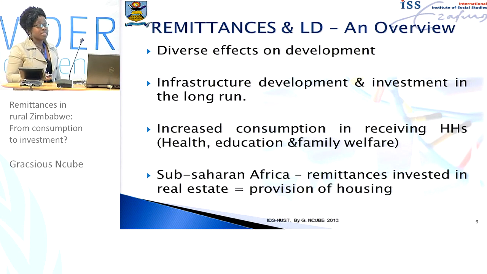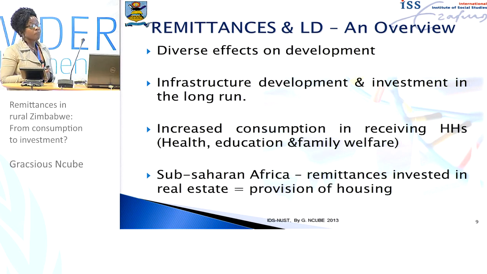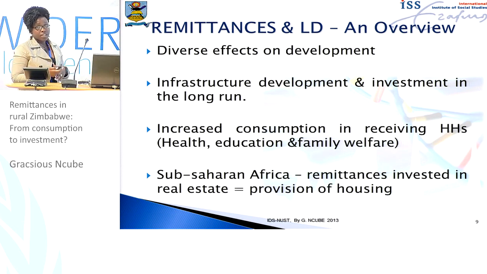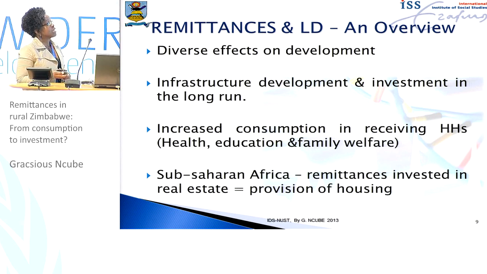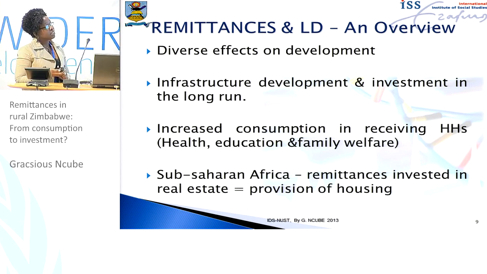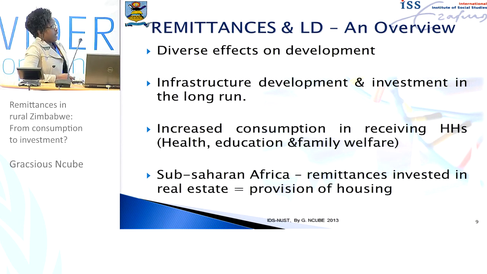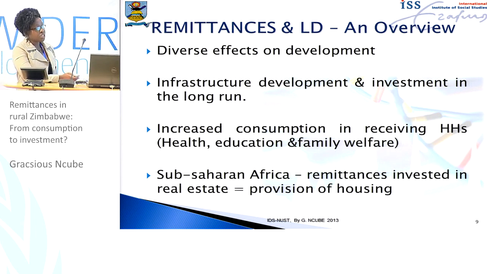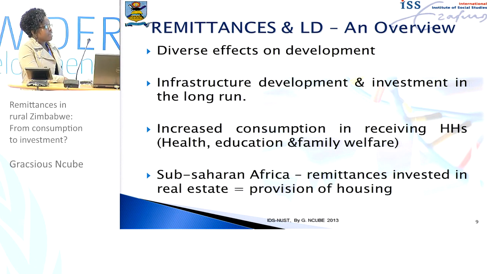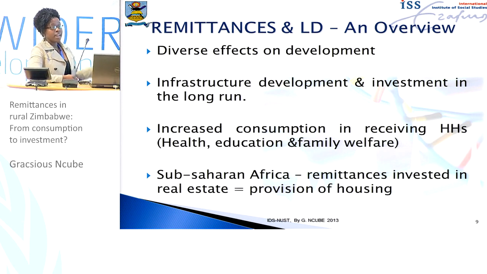Now, on remittances and local development, from literature, it is noted that there are diverse effects of remittances on development, and infrastructure development and investment results from these remittances in the long run. And there is increased consumption in receiving households in terms of health, education, and family welfare. And in sub-Saharan Africa, remittances are invested mainly in real estate, which is provision of housing. And we're trying to see, are there any similarities between this and what is happening in this rural village in Zimbabwe?